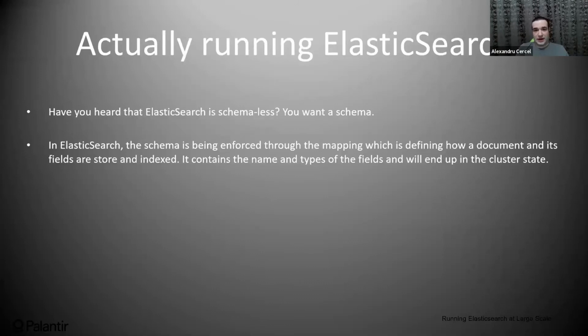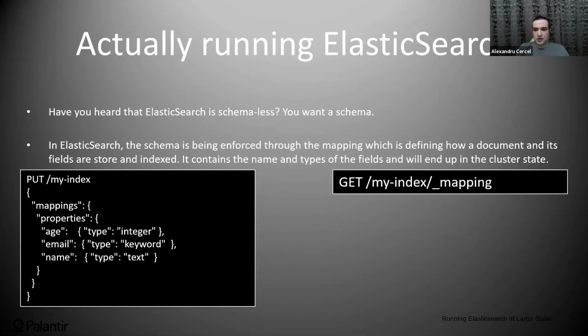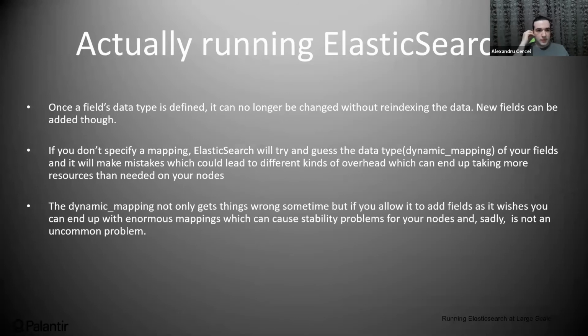On the schemaless nature of Elasticsearch, you may have heard it's schemaless, but you do want a schema. Don't leave it schemaless. The schema is enforced through mappings, which contain the name and type of a field. As we see here, age is of type integer, email is of type keyword, name is of type text, and the way you get them is by running a GET against the index and then _mapping. Once a field's data type is defined, you can no longer change it without reindexing.